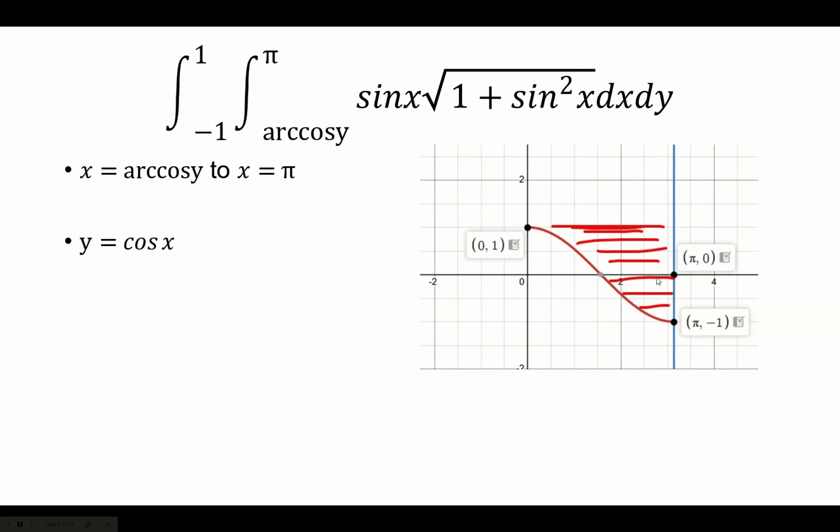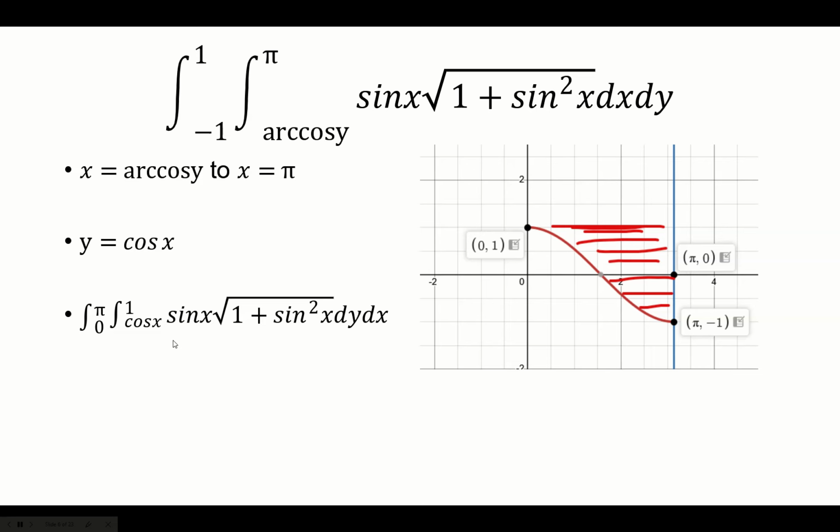And so now we're going to change the order. So we're going to go dy dx. So for y, the top is going to be y equals 1. And the bottom is just going to be y equals cosine x. So that's what we have here. And then the x limit, we start from x equals 0, and then we end up at x equals pi.